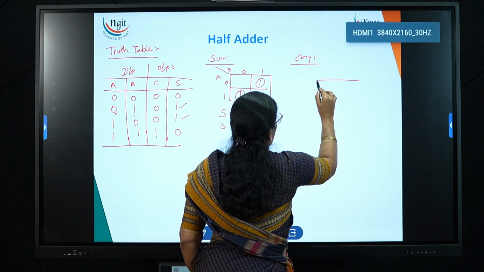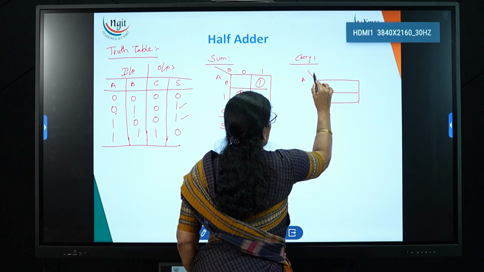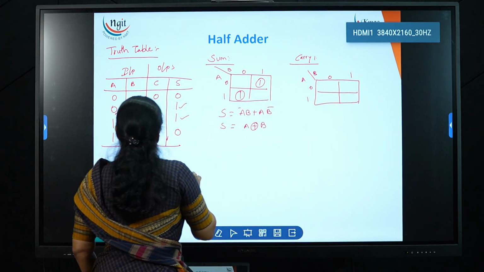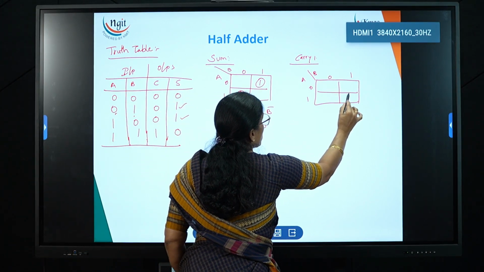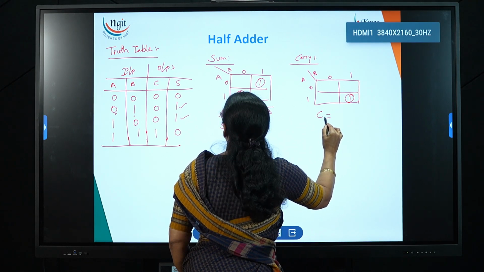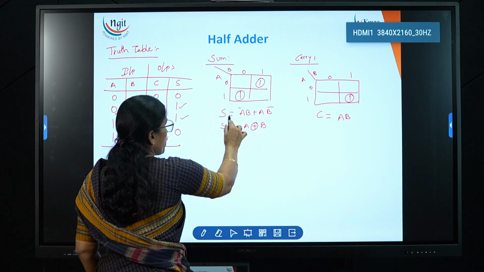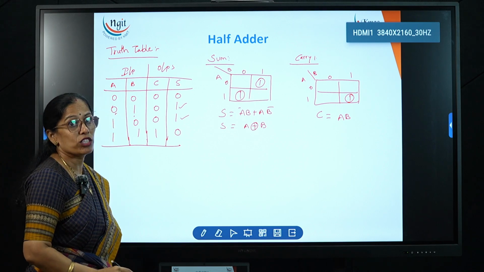Now same again I am taking the two variable K map A, B, 0, 1 and 0, 1. Now where we are getting the carry? For both are 1, then only we are getting the carry. So A is 1, B is 1, then we are getting the carry. So here carry C is equal to AB. Now we got the expression for the sum and we got the expression for the carry. Now we need to construct the logic diagram.